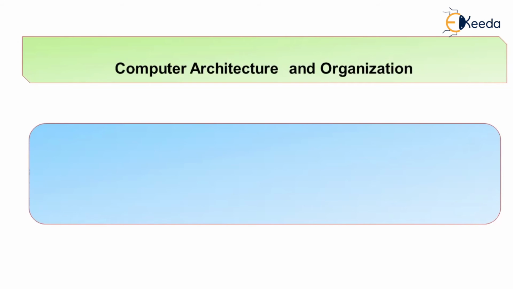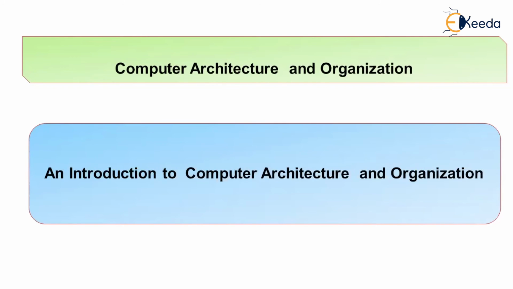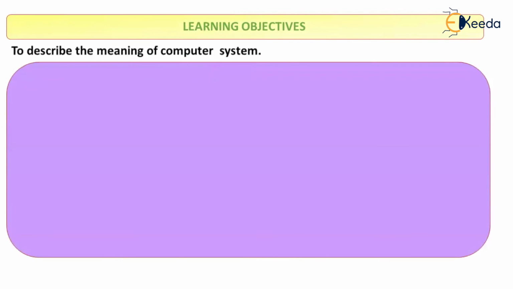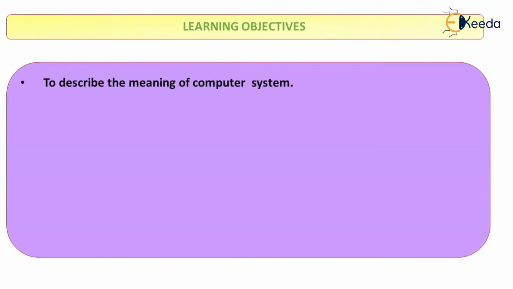Now let us start the first topic, which is an introduction to computer architecture and organization. When we are starting this topic, there should be some learning objectives assigned to it. So let us go with the first one. What is the learning objective? To describe the meaning of a computer system. How does the computer system look like? How does the computer system process the data? How does the computer understand what we humans want to say and what is the desired output that we want?